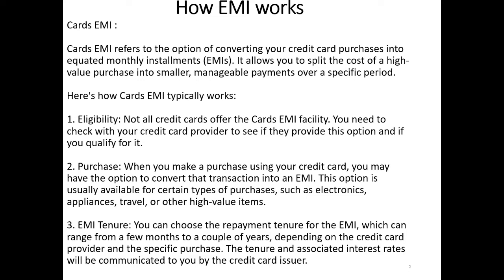Now next is the EMI tenure. You can choose the repayment tenure for the EMI, which can range from a few months to a couple of years, depending on the credit card provider and the specific purchase. Tenure and associated interest rates will be communicated to you by the credit card issuer. So when you convert into EMI, you have to select the tenure, like whether you want 3 months, 6 months, 12 months. So your EMI amount varies as per the tenure you selected.